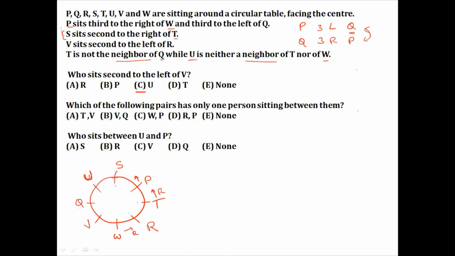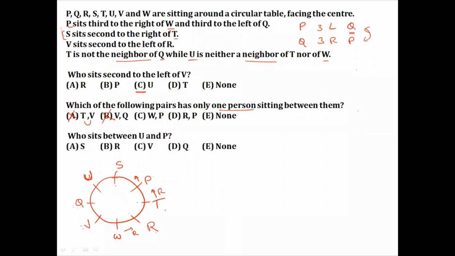Next, which of the following pairs has only one person sitting between them? Now just check it. Between T and V, it should be only one person if you want to pick option A as the answer. Between T and V, we have two people, and if you observe this side, we have four people. So this is not the answer. Next, between V and Q, none of the persons are there, and on this side we have five people. So this is not the answer.